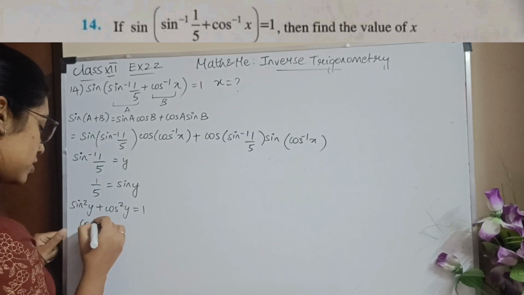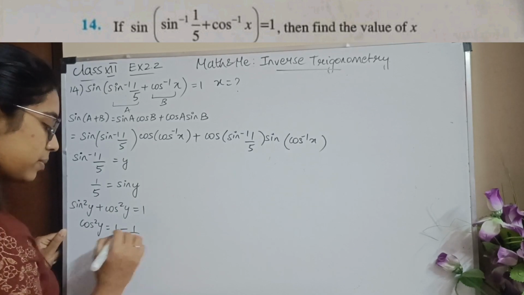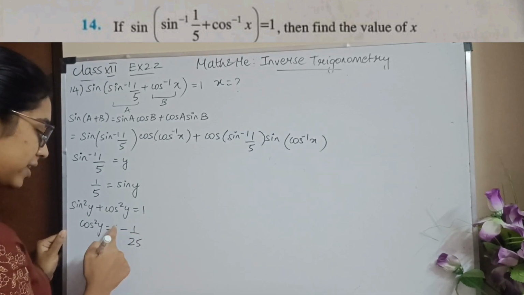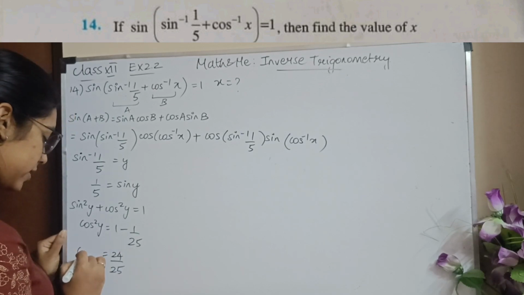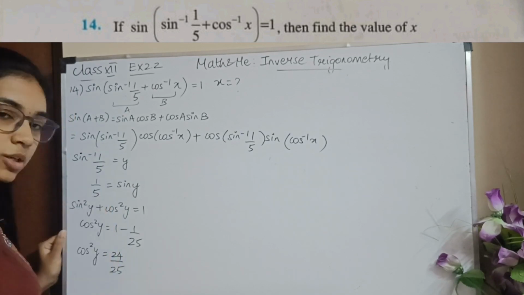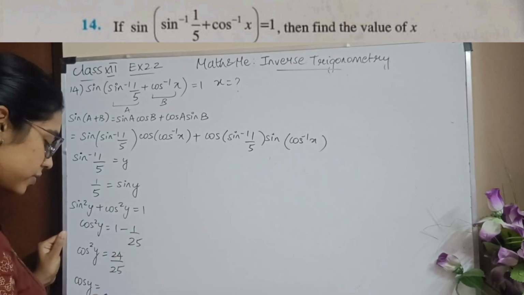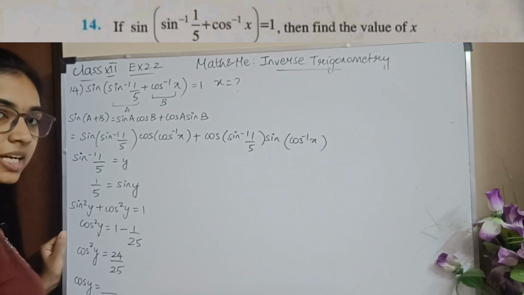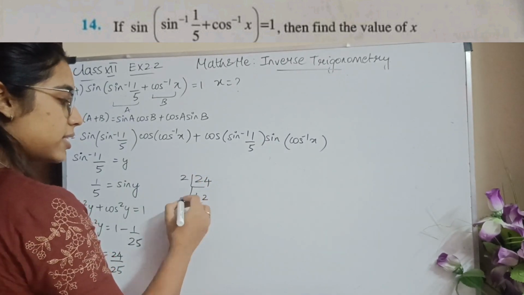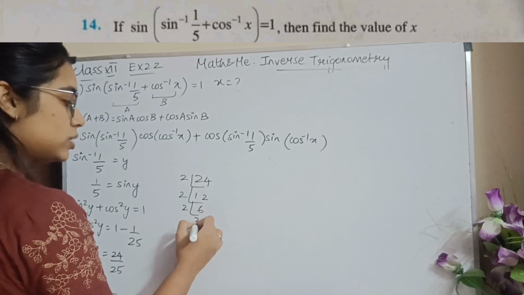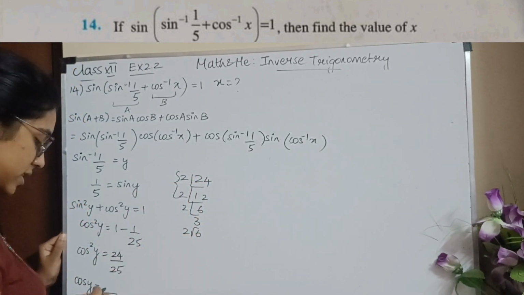So what do I have? Cos square y equals 1 minus sin square y, which is going to be 1 minus 1 divided by 25. So this will be 25 minus 1 divided by 25, which is 24 divided by 25. So I have cos square y to be 24 divided by 25. So what is my cos y? It will be the square root of this. So in the denominator, I will have a 5. Numerator 24: 2 12s are, 2 6s are, 2 3s are 6. So this can be taken out of the square root. So this can be written as 2 root 6.